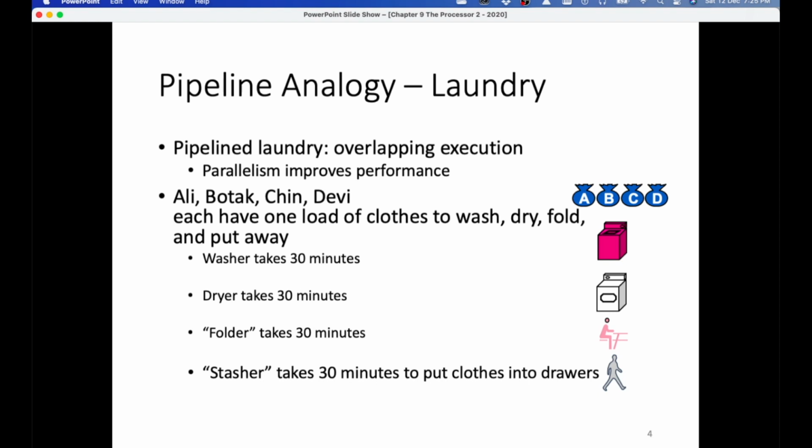For each student, they need to use the washer, or the washing machine, and the duration to use the washing machine is 30 minutes. Next, they will use the dryer to dry, and the duration is about 30 minutes also. And folder, 30 minutes, and stasher takes about 30 minutes. The stasher is to put the clothes into the drawer.